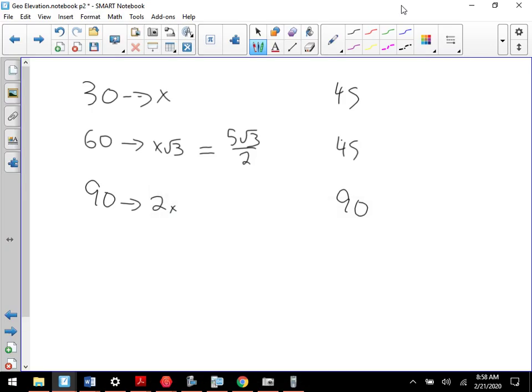Sorry. So that means that value of x is 5 over 2. So across from here is 5 over 2. Across from here would be 2 times 5 over 2, which is 5. Okay. I took 5 root 3 over 2 as a fraction bar, and I divided it by the square root of 3. Okay.